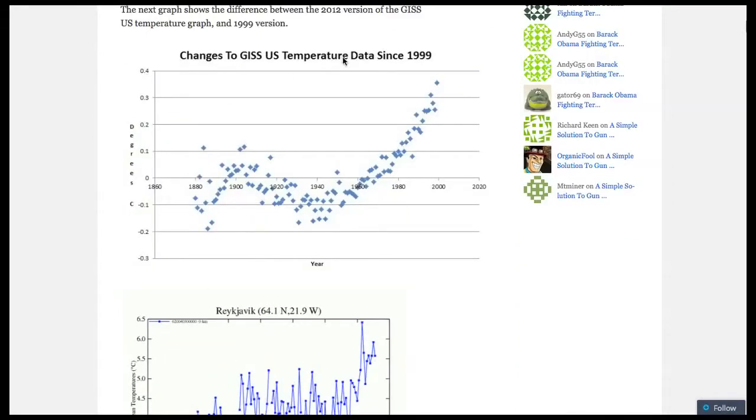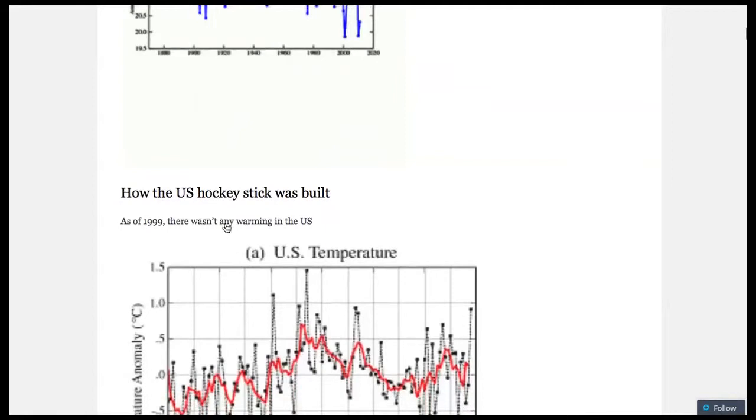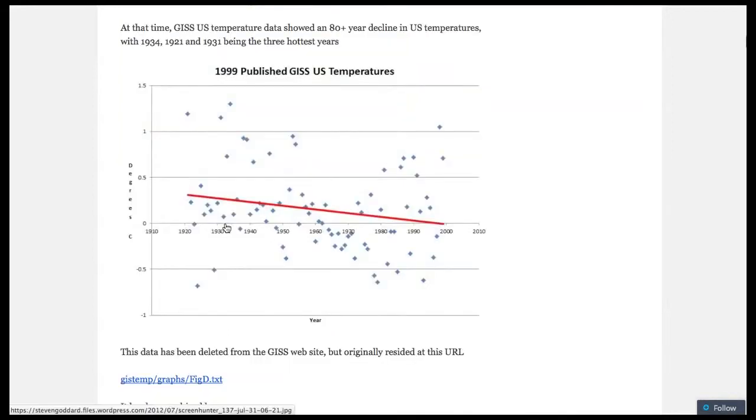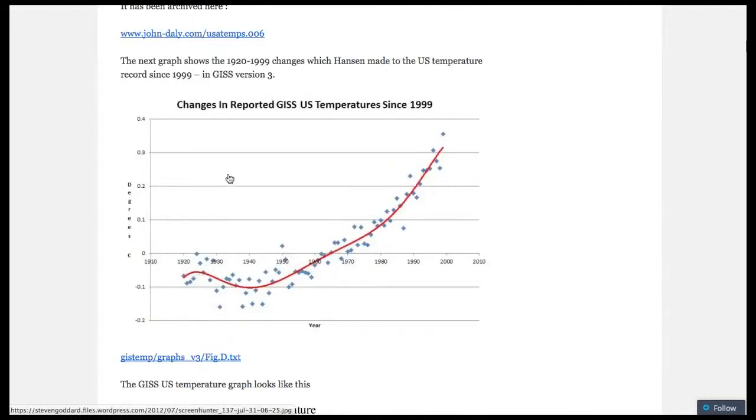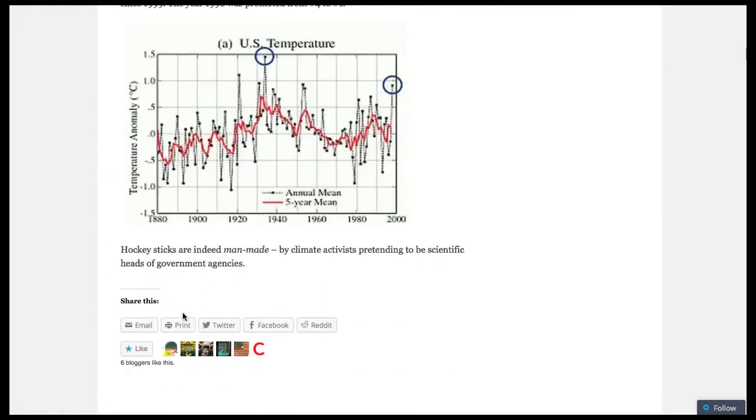Again, you can take a look at the changes that were made to GISS U.S. temperature data since 1999 in GISS version 3, and look at that. Lower in the past, higher in the present. Again, this is how much they're adjusting the data. So, of course, you've got to adjust the past lower. And again, it happens in Reykjavik, it happens in Alice Springs, it happens all over the world. They're adjusting the temperature, and again, it's pretty obvious when you take a look, and this is the changes reported in GISS since 1999. Just look at that, where they've lowered the past and warmed the present. It's a nice way to create warming, anyway. And so that's what's been going on with the adjustments.